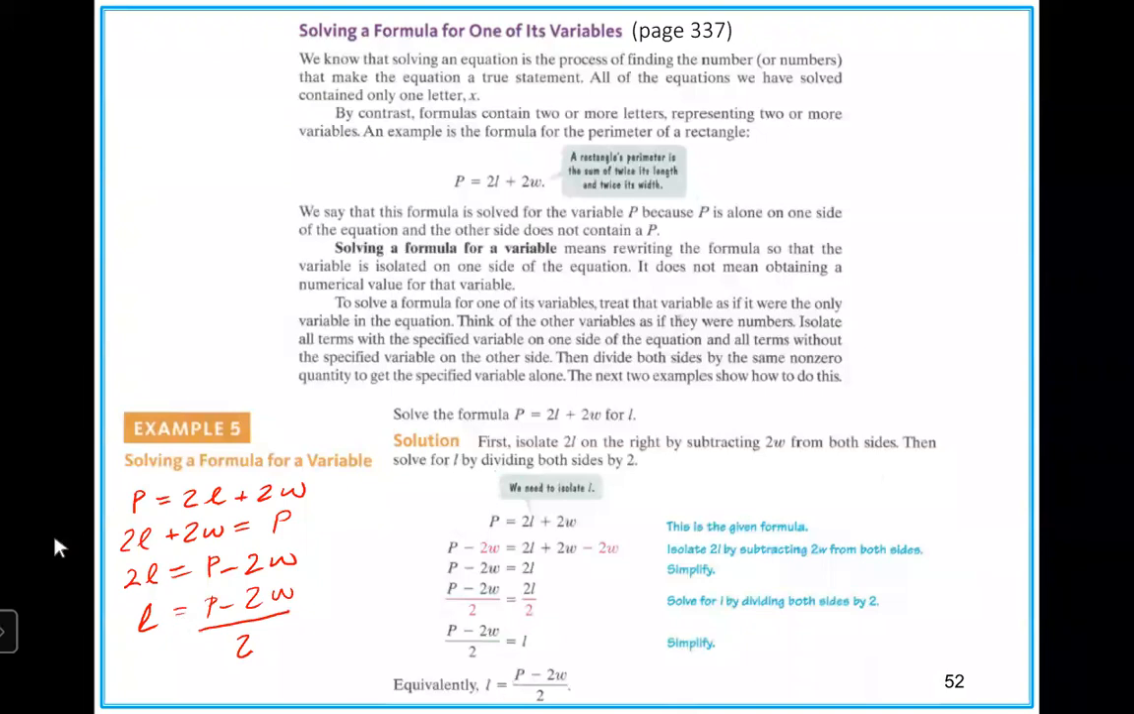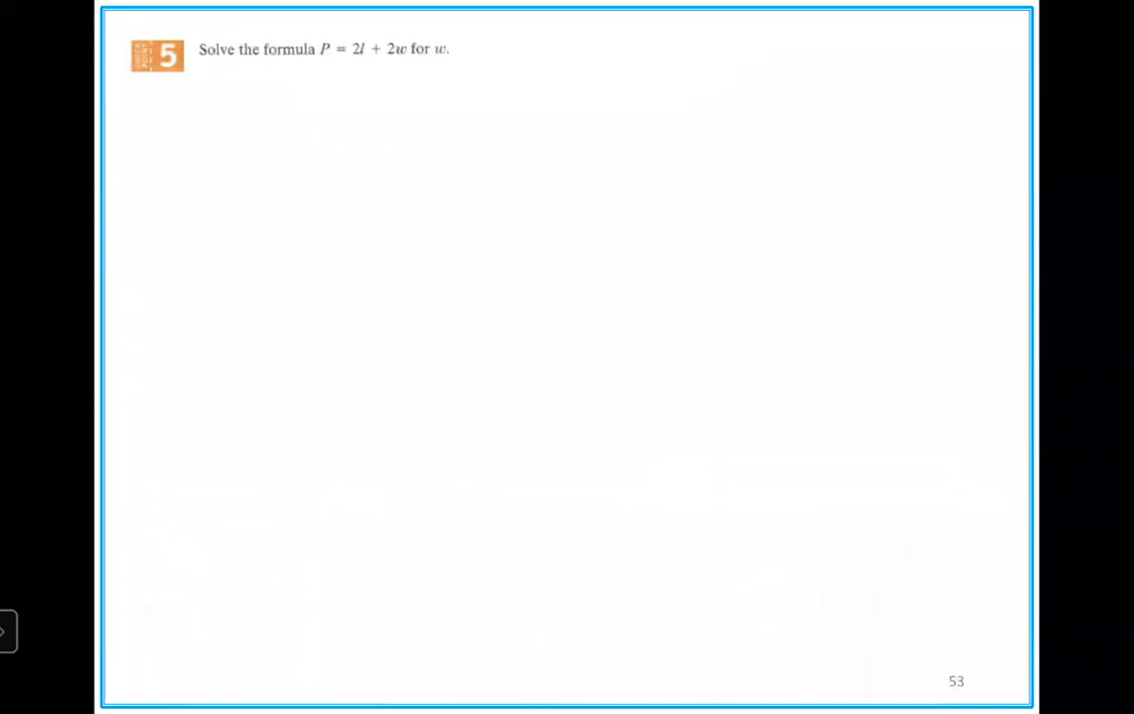So we're not trying to actually work out a number value or solve the equation. All we want to do is to rewrite the formula so that we have L as the subject of the formula, or solving this formula for L, and that's it. So let's try the same thing for W. We want W to be the subject.